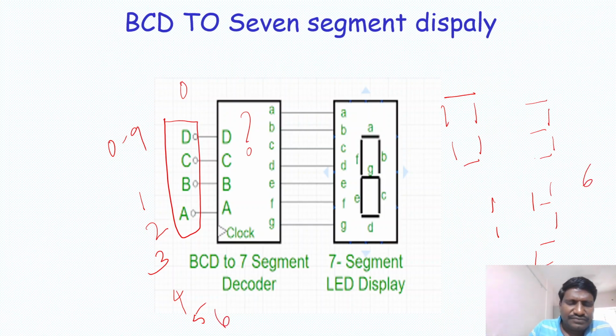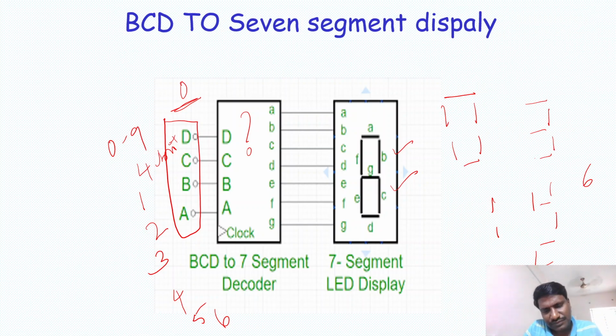For that, what do we need? We have a 4-bit input, but we should get an output which is supposed to glow the LEDs such that these numbers will be displayed. To display 0, when the input is 0, 0, 0, 0, what should the output be? If it is active high logic, I need to give A1, B1, C1, D1, E1, F1, G0, so that I will get 0.